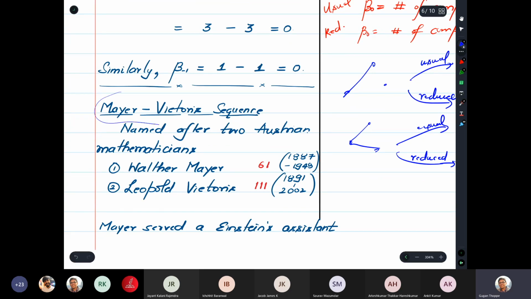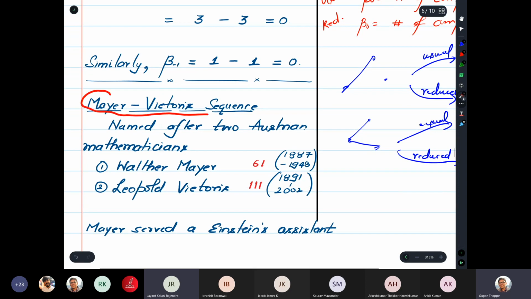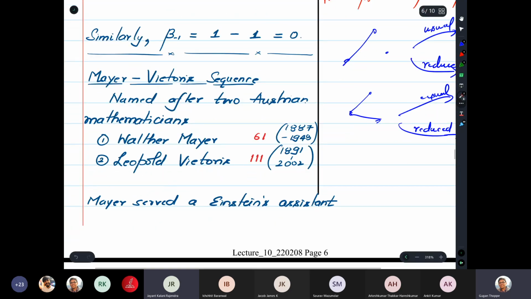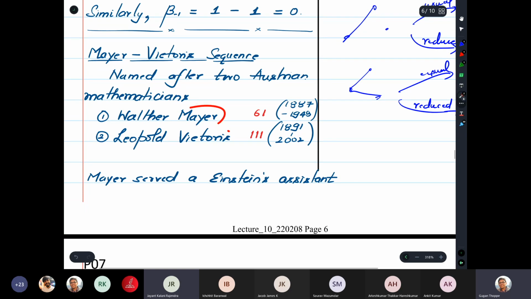Okay, so far we have discussed computing these Betti numbers and so on of a given simplicial complex, right? So now we move on to the next algebraic tool, which is called the Mayer-Vietoris sequence. We will first try to motivate what is the purpose of studying this Mayer-Vietoris sequence and how it is going to be of use to us, and thereafter we will see the details of it. This Mayer-Vietoris sequence is named after two Austrian mathematicians, Walther Mayer and Leopold Vietoris.